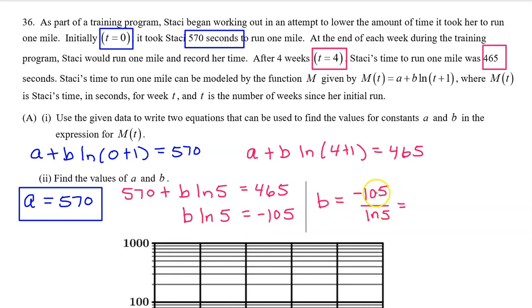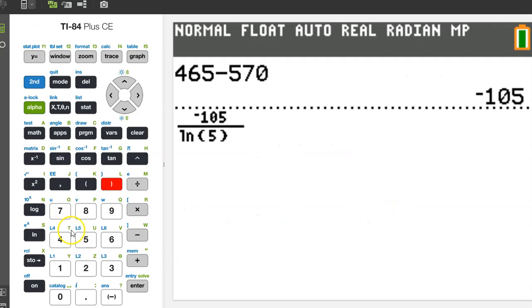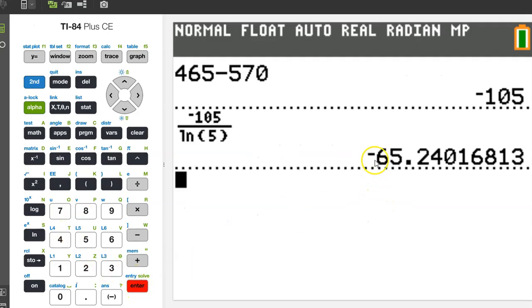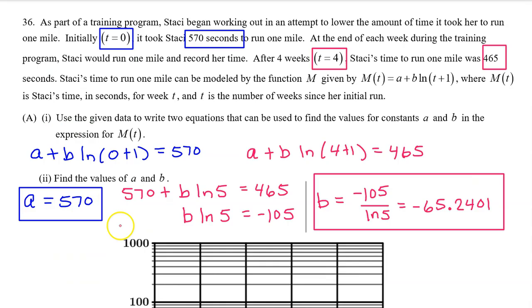Let's type this into the calculator so we can get a decimal approximation. Negative 65.2401. Use 4 decimal places and don't try to round. So that's it. We found the values of a and b.